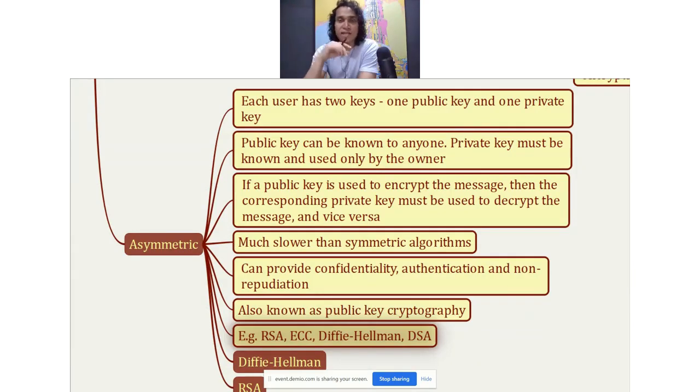Now, the challenge of symmetric encryption, as I had told you, was that there had to be a secure way to exchange the keys, right? Somehow the two users need to arrive on the same key. That was one of the challenges of symmetric encryption. So that challenge can be solved using asymmetric encryption. How can that be done?